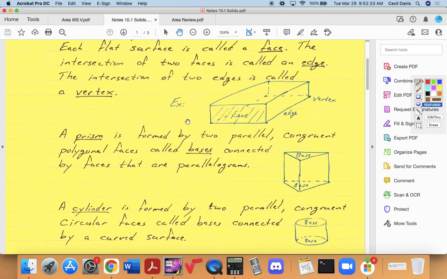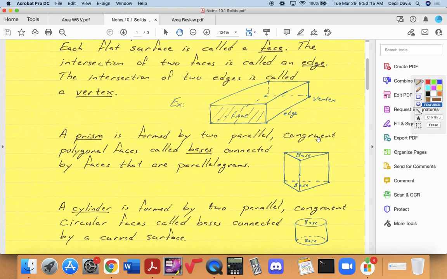So there are different kinds of three-dimensional figures that we're going to be looking at. The first kind is a prism, P-R-I-S-M, not prison, but prism. It's formed by two parallel, congruent polygonal faces called bases, connected by faces that are parallelograms. Now, most of the time they're rectangles, but they can also lean to one side or the other and be parallelograms. Okay, so you can imagine this figure, instead of being straight up and down, leaning over to the side, then the faces on the sides would be parallelograms.